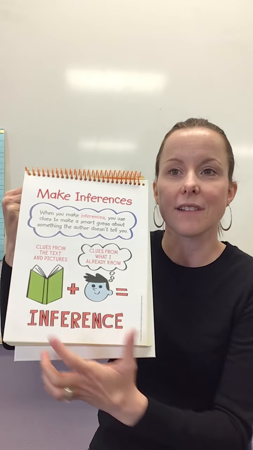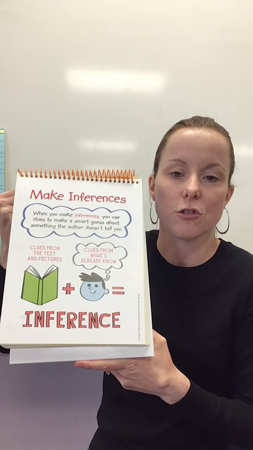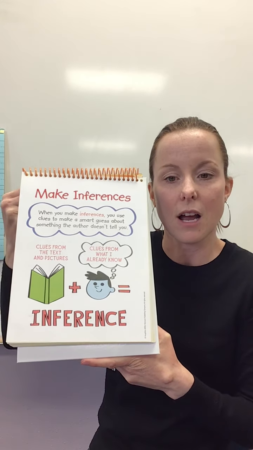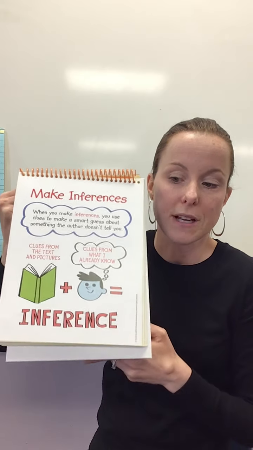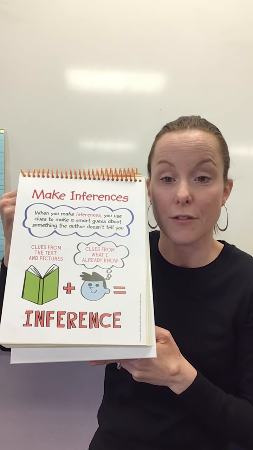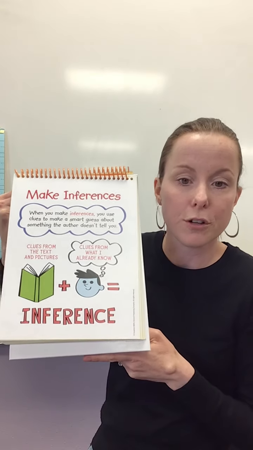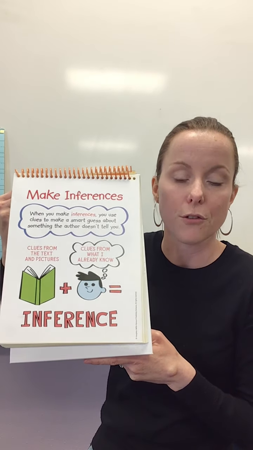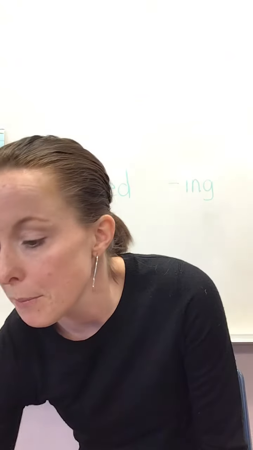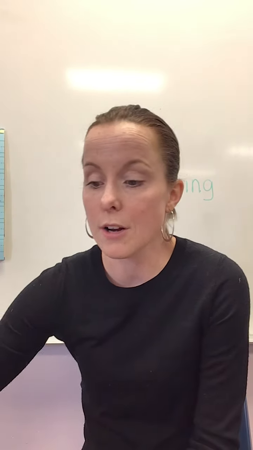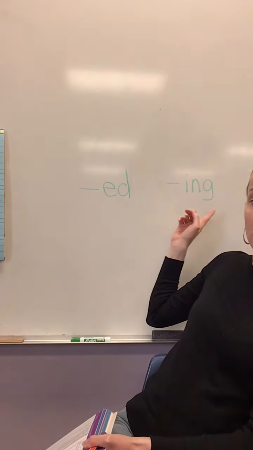I always say with the text, as you're reading it, when you're making inferences, it's just reading in between those lines to figure out what the author's trying to tell you. Or also those pictures sometimes give us clues that the author may not tell us in the text. And then also using your prior knowledge can help you with making your inferences. Okay, but before we do that, I want to work on our inflections, ED, and also ING.